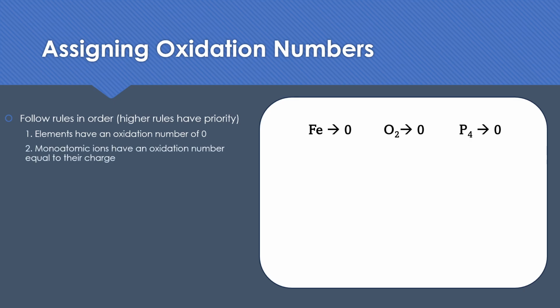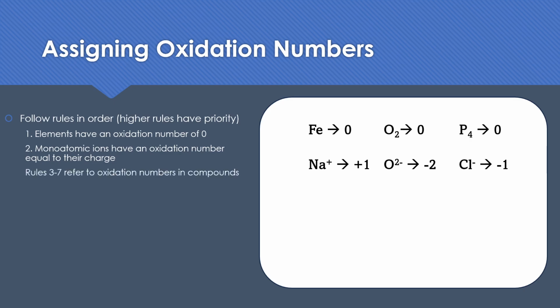Second is that monoatomic ions have an oxidation number equal to their charge. So Na+ has an oxidation number of +1. O2- has an oxidation number of -2. Cl- has an oxidation number of -1, and so on and so forth. Then rules 3 to 7 refer to oxidation numbers for elements in compounds. Rules 3 to 7 are specifically for compounds.